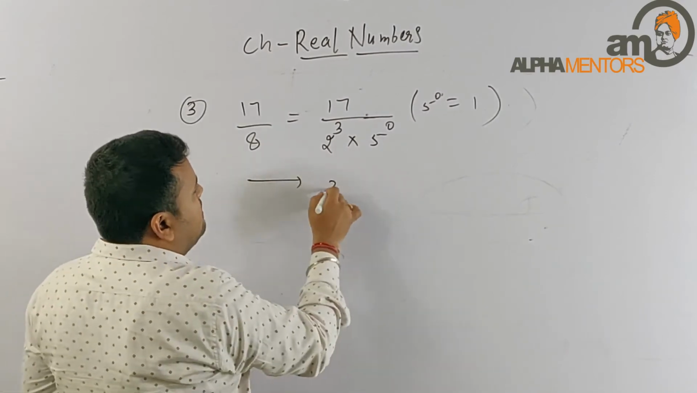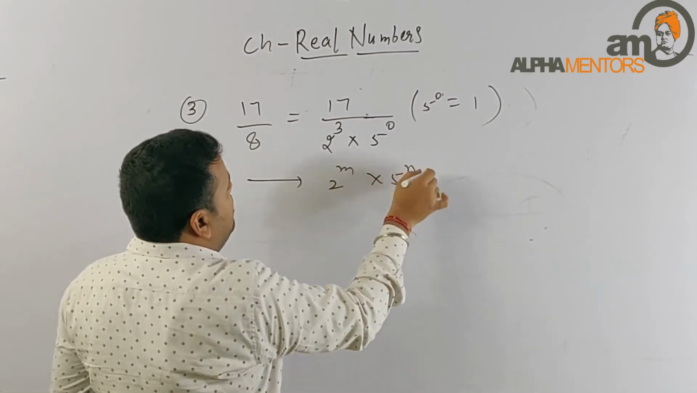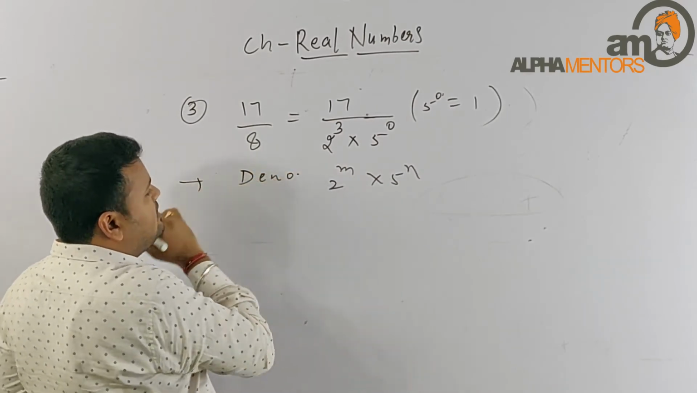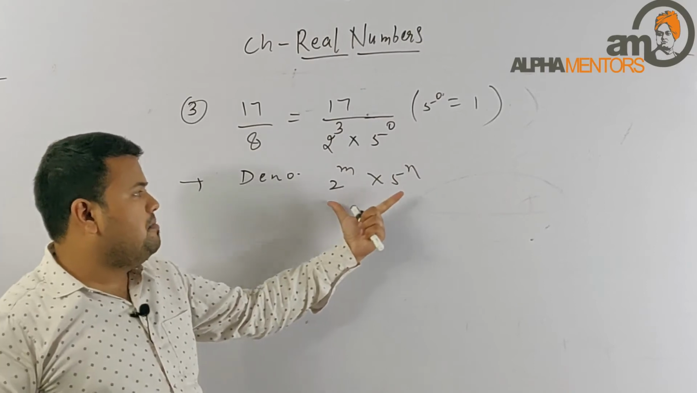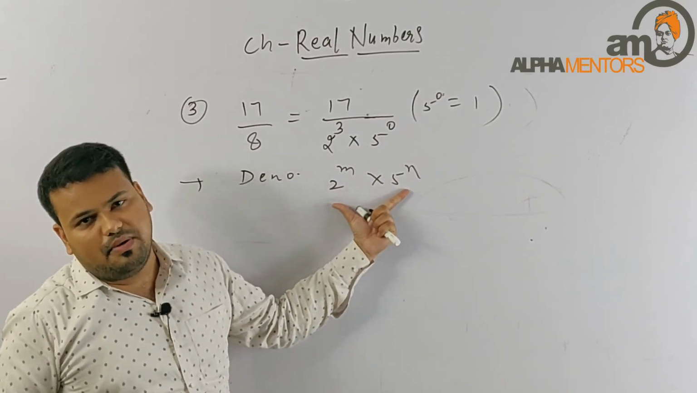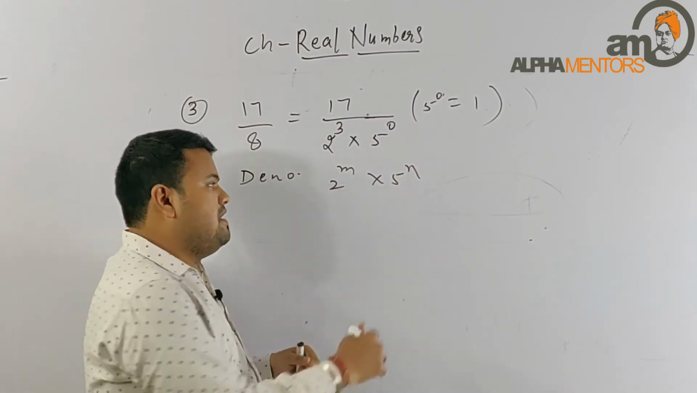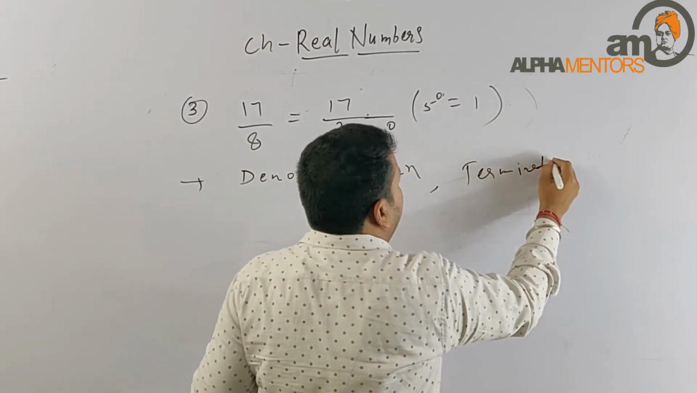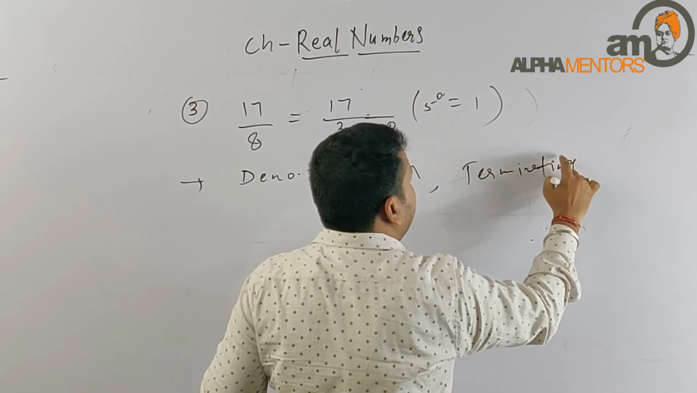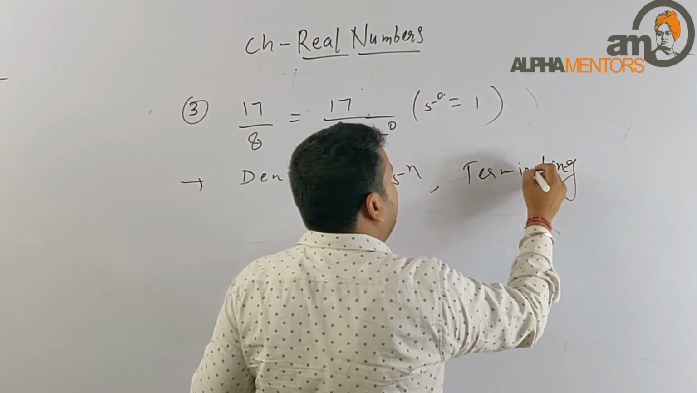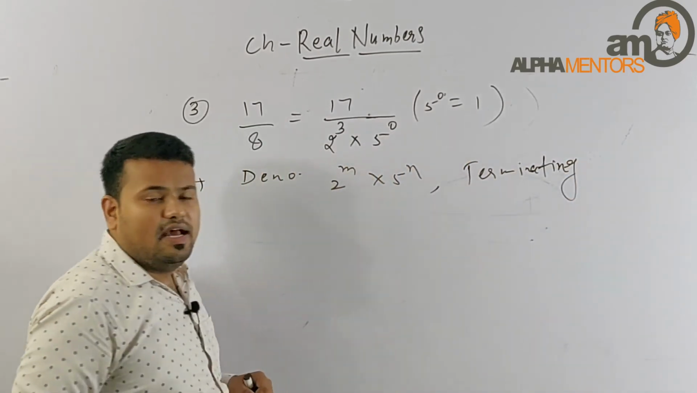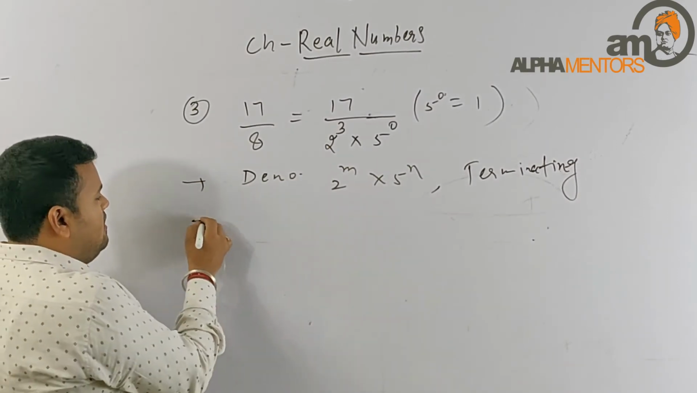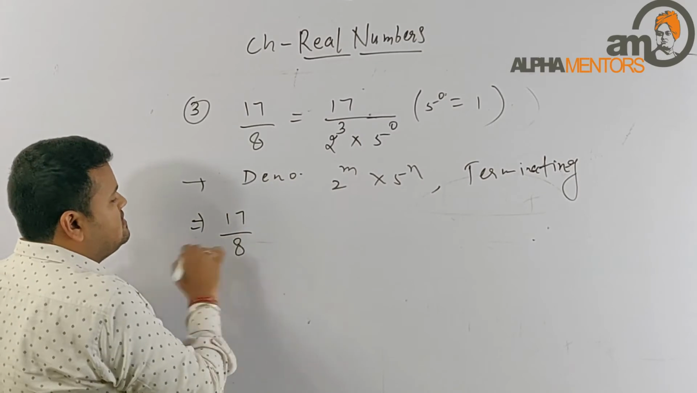Same process: the prime factorization of the denominator. What statement will you write? The prime factorization of the denominator is of the form 2 to the power m multiplied by 5 to the power n, so it has a terminating decimal expansion. Okay students, it has a terminating decimal expansion. Now let's discuss the process, how to find the answer.